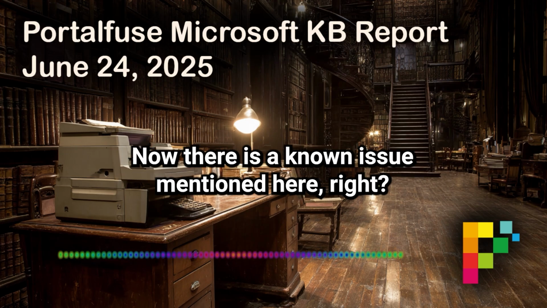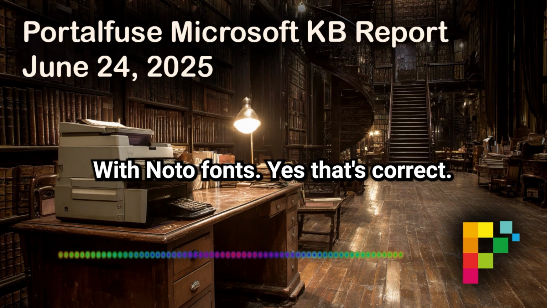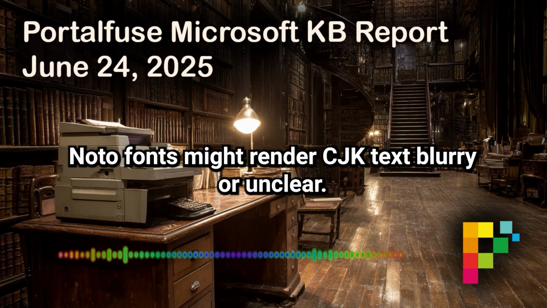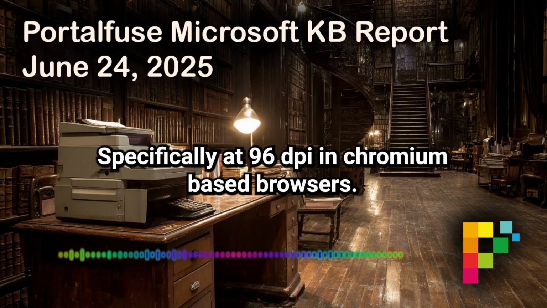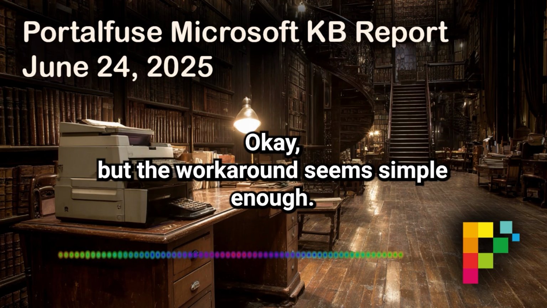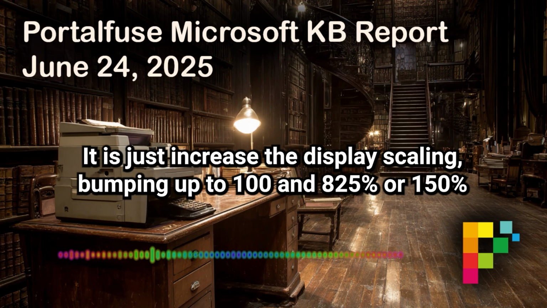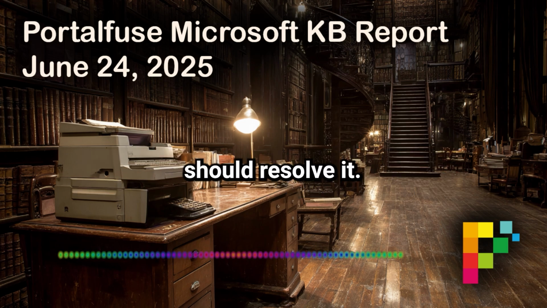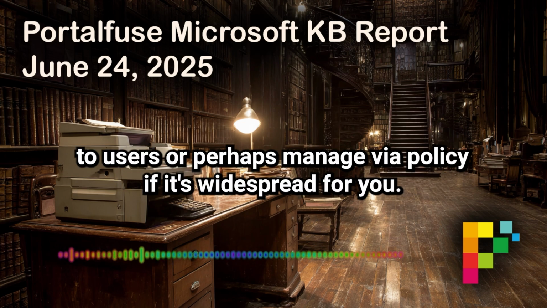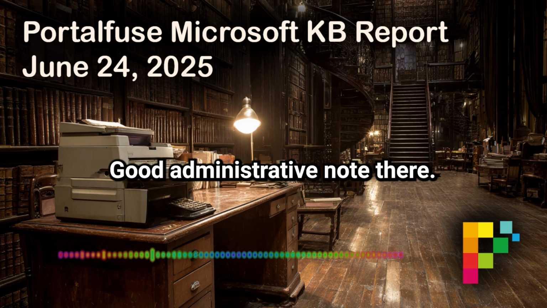Now, there is a known issue mentioned here, right, with Noto fonts. Yes, that's correct. Noto fonts might render CJK text blurry or unclear, specifically at 96 dpi in Chromium-based browsers. Okay, but the workaround seems simple enough. It is. Just increase the display scaling. Bumping up to 100, 125, or 150% should resolve it. Something to communicate to users or perhaps manage via policy if it's widespread for you. Right, good administrative note there.